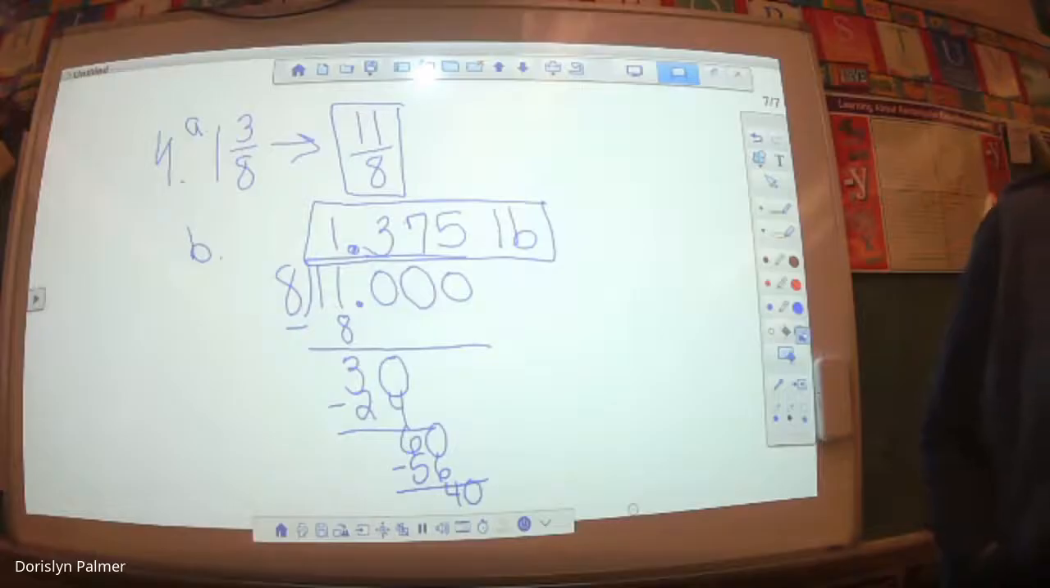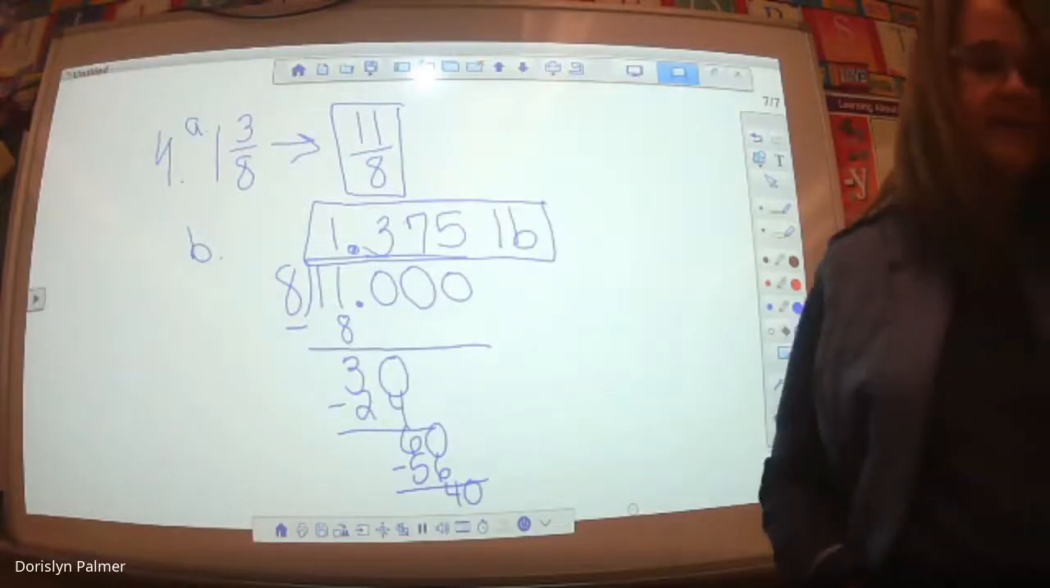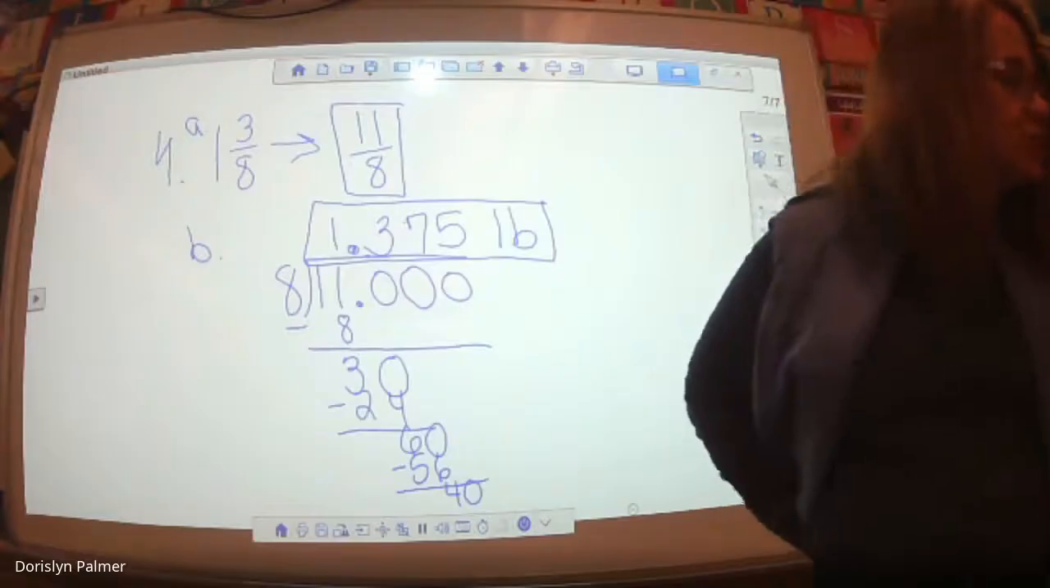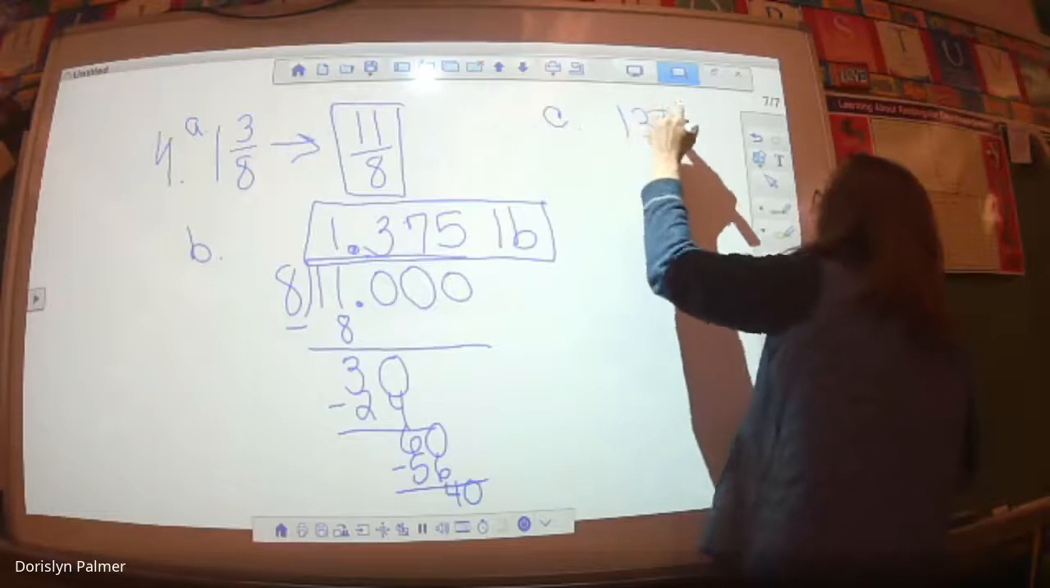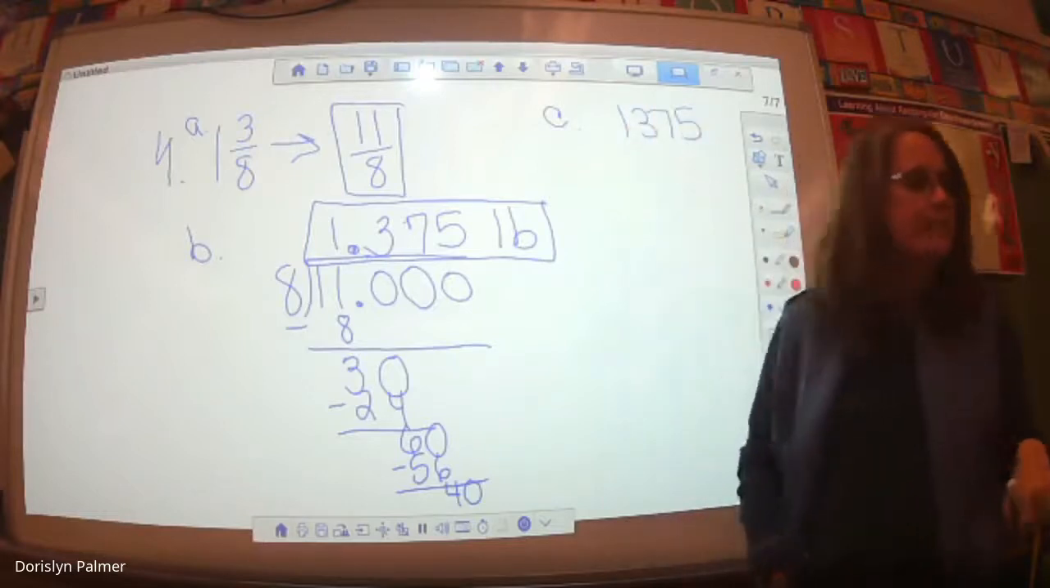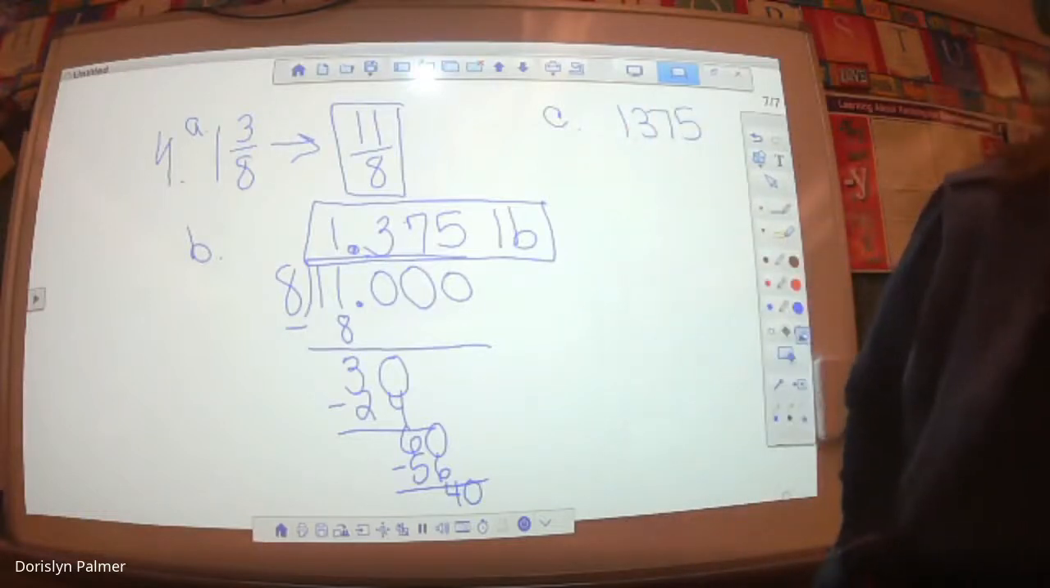How much will Raphael pay for the salad? Serena, what do I have to do? You have to multiply the price by how much it weighs. Good. I have to multiply the 1.375, how much I'm buying, by the price. What's the price, Serena? $6.80.